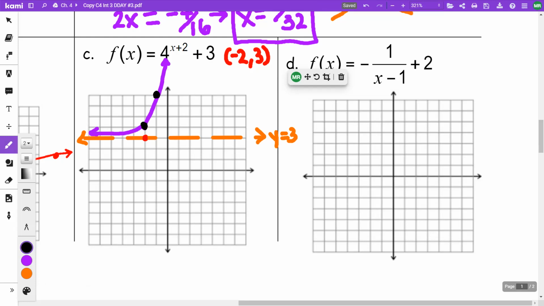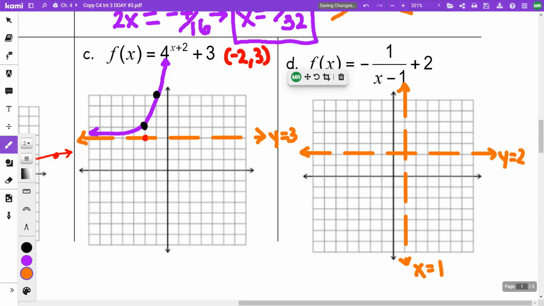The next one is going to have 2 asymptotes. It's going to have a horizontal and it's going to have a vertical. Whatever makes our denominator 0, which is a 1, x equals 1 is going to have a vertical asymptote. And the +2 here, that's going to give us a horizontal asymptote. So this one is at y equals 2. This one is at x equals 1.